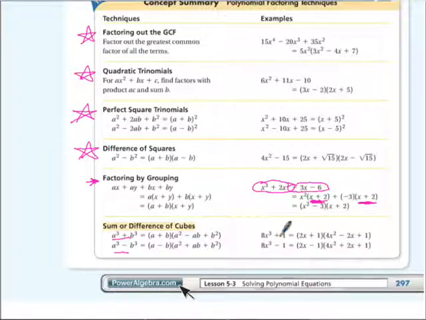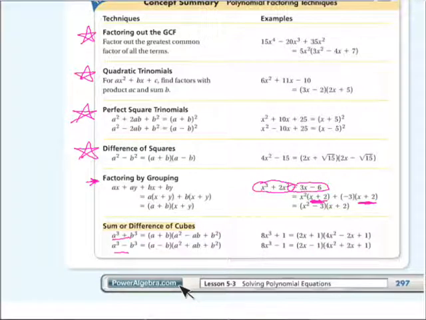But if you just look right here, 8x cubed plus 1 factors into 2x plus 1 times 4x squared minus 2x plus 1. If we had 8x cubed minus 1, this is a cube and that is a cube, so it's a sum, this is a difference, and then this just factors out to that.